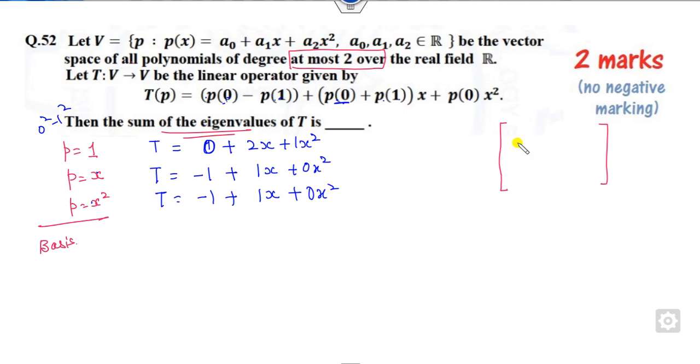So I can write it as a matrix 0, 2, 1, minus 1, 1, 0, minus 1, 1, 0. So what will be the trace? Sum of the eigenvalues. That is 1, the right answer to this problem.